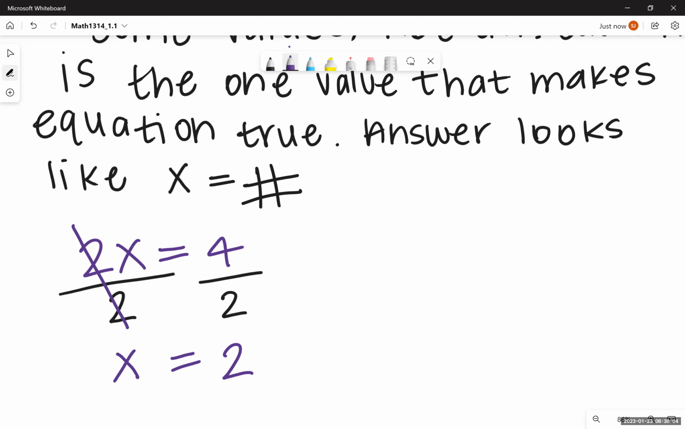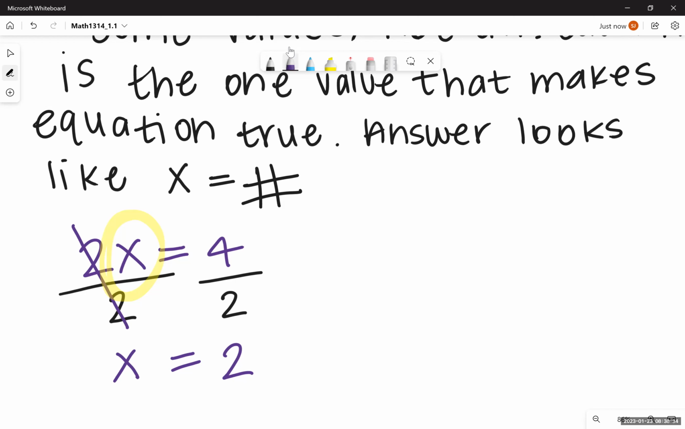It's not anything in the world, all real numbers. It's just one specific value. Okay, x equals 2 is the only one that would make this true. Because if I plug a value in right here where you see this x, 2 times what equals 4? Only 2. Okay, it's conditional. It's conditioned on the fact that there's only one answer that makes it true. Nothing else in the world does. Okay, that's what it means for it to be a conditional equation. It has to be just one value.